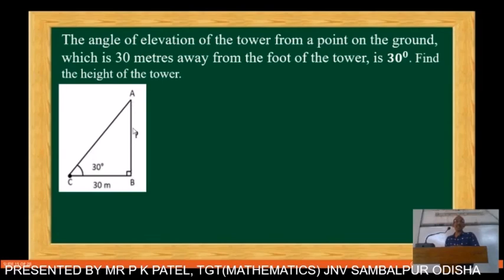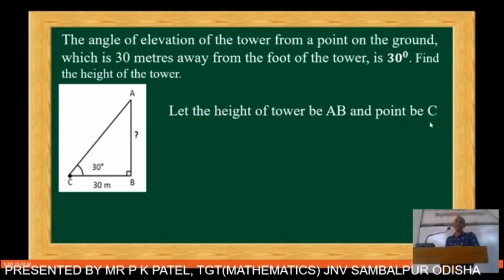This is the height of the tower and this is the point C. From the point C, you observe the top of the tower and the angle of elevation is given here, 30 degrees. And the distance between the foot of the tower and the point is 30 meters. Clear? For solving this, let the height of the tower be AB and the point be C.